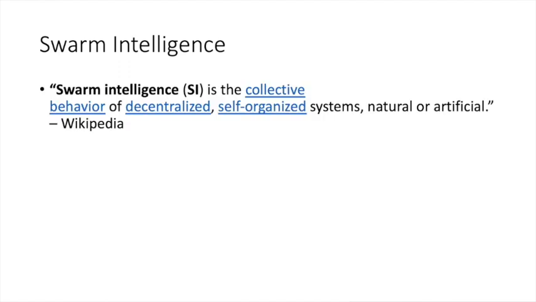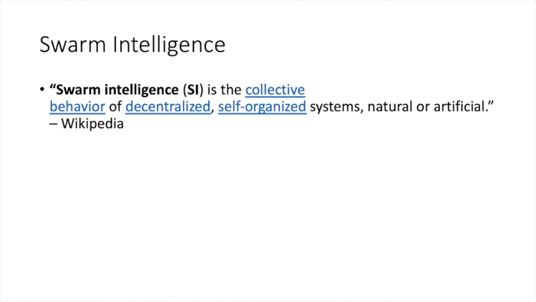Because of all these benefits, swarms inspired a branch of problem-solving methods in computer science and artificial intelligence under the title of swarm intelligence. Wikipedia defines swarm intelligence as the collective behavior of decentralized and self-organized systems, be them natural or artificial. Decentralized means that there is no single controlling entity in the swarm, and yet the swarm behaves in a collective fashion. And that's just amazing.